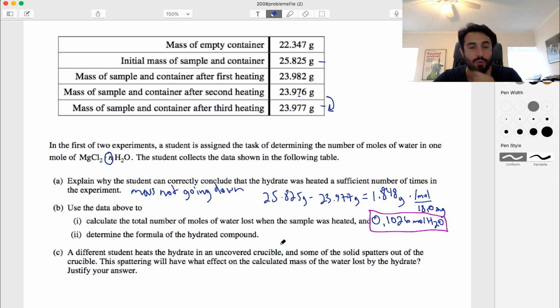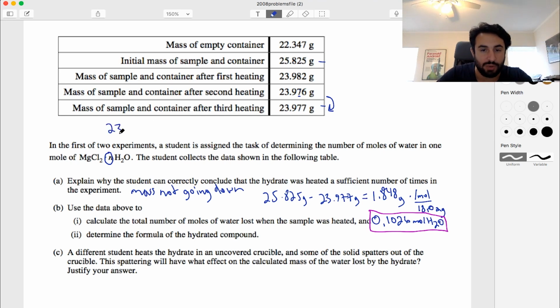Now determine the formula of the hydrated compound. So what are we going to do here? We need to get the mass of the sample itself. So if we take 23.977 and we are going to subtract the container. So we're trying to get the mass of MgCl2. So here, this is the container plus MgCl2. The water is gone.